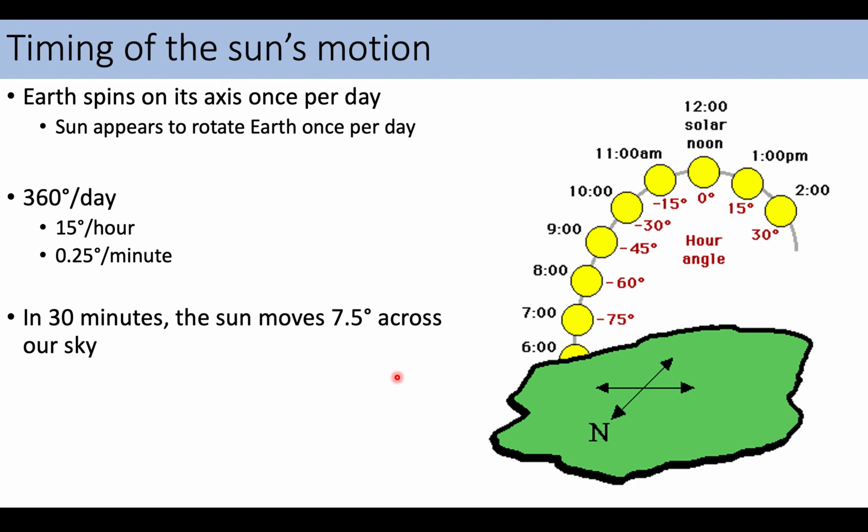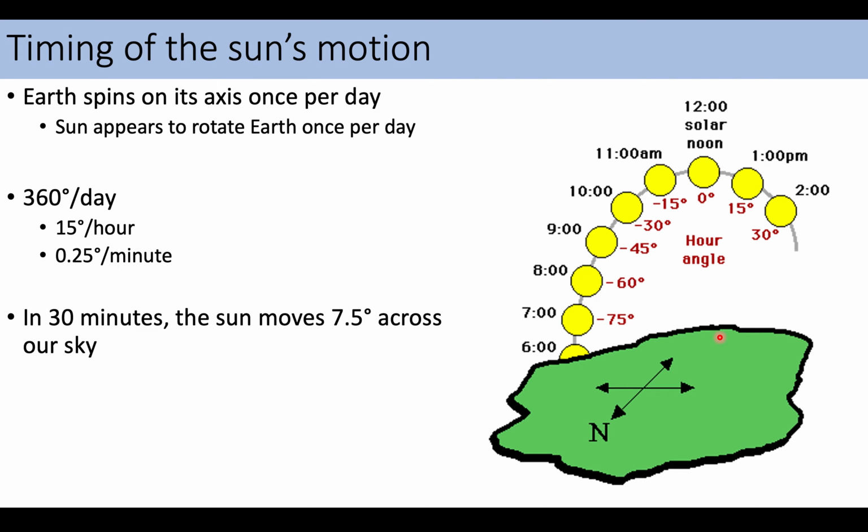So as the sun moves through our sky, we know that the sun isn't the one that's moving, the Earth is spinning on its axis once per day. So that looks to us like the sun is moving across our sky, or like the sun is actually rotating around the Earth. But we know that is the Earth spinning around its axis. So the sun in our sky covers 360 degrees per day, which means that the sun moves across the sky 15 degrees every hour, or a quarter of a degree every minute.